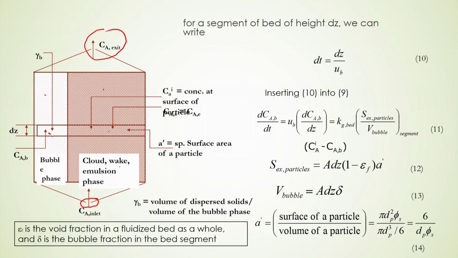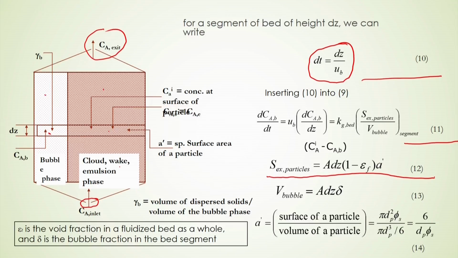So, if we consider a segment of bed of height dz, then you can write dt will be equal to dz by ub. Now, if you substitute equation 10, that is dt is equal to dz by ub, in equation number 9, then you can get equation number 11 here. And the external surface area of the particle, or exterior surface area of the particle, can be represented by equation number 12.